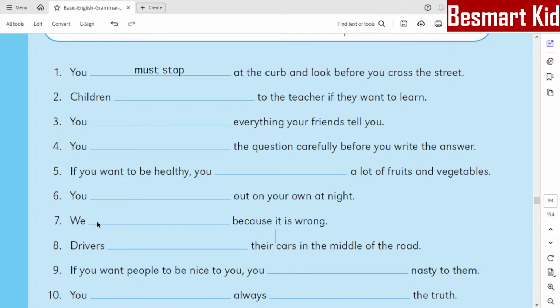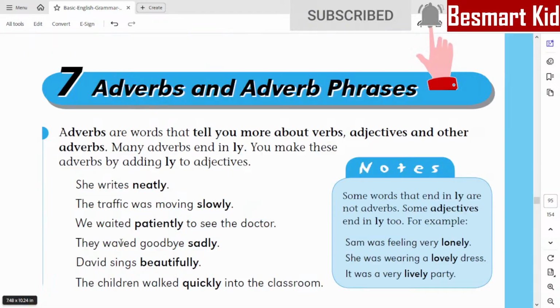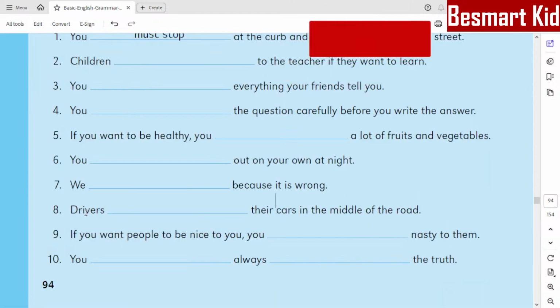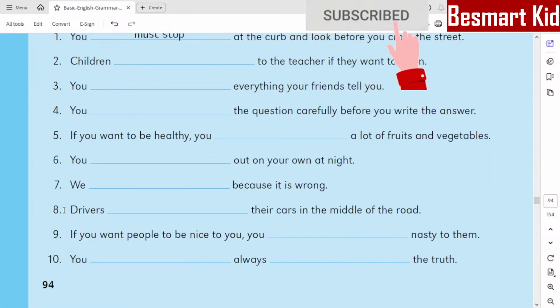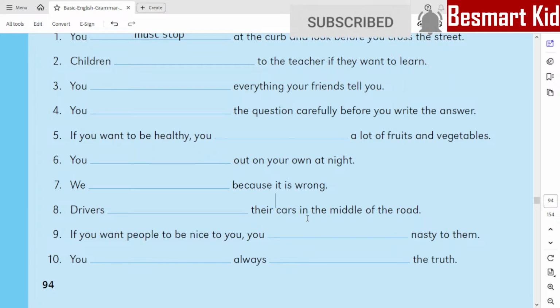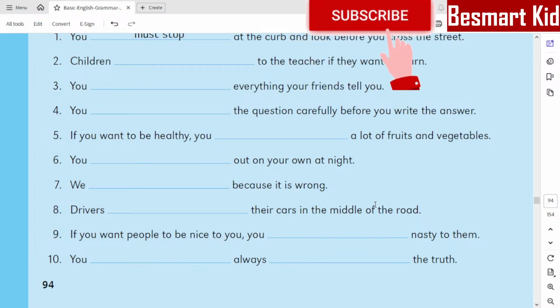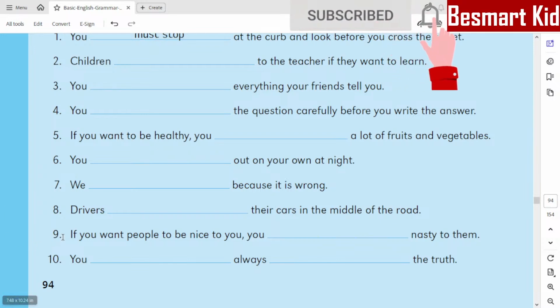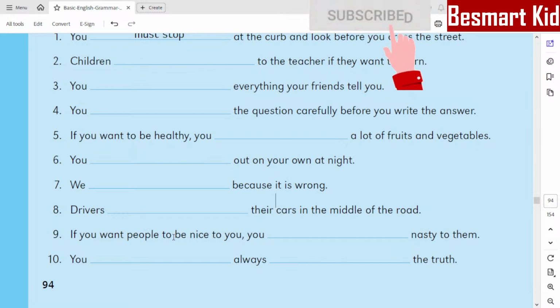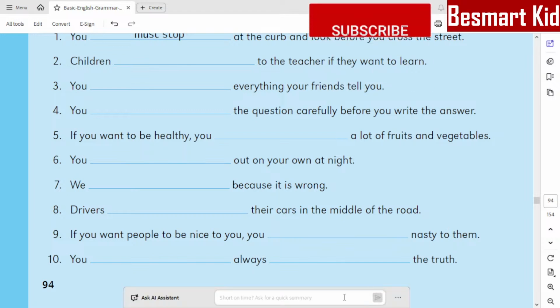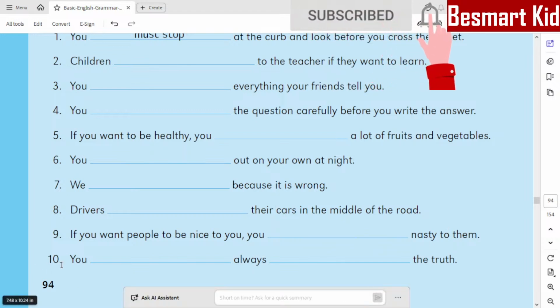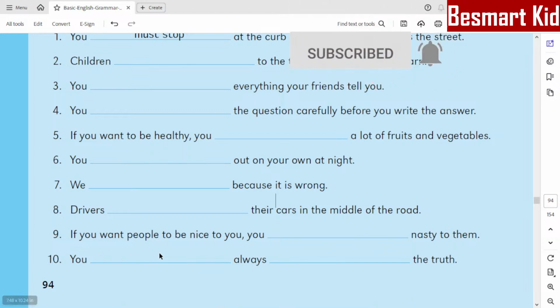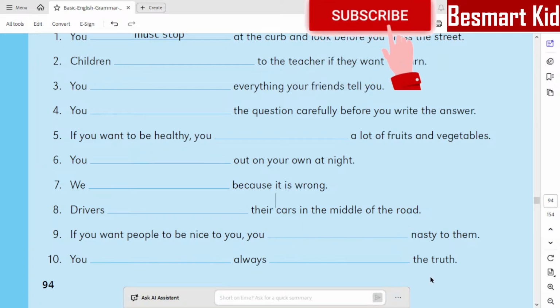7. We dash because it is wrong. 8. Drivers dash their cars in the middle of the road. 9. If you want people to be nice to you, you dash next to them. 10. You dash always dash the truth.